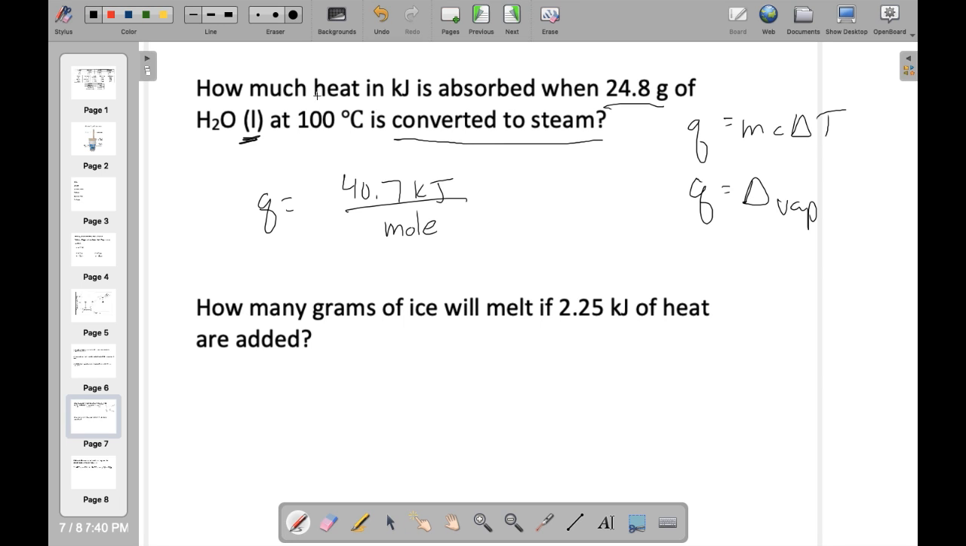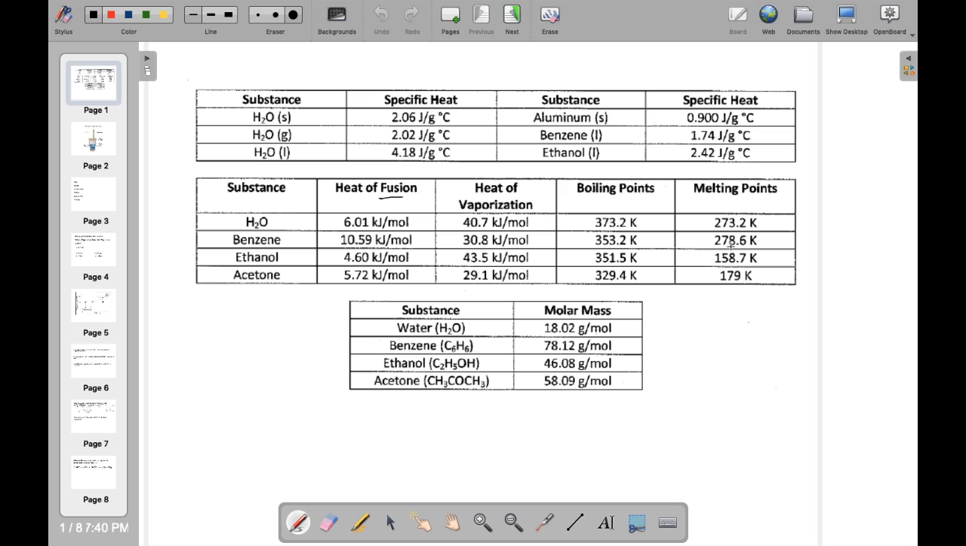Now, why do they even give us the temperature? You're thinking, why is this even here? Because at 100 degrees Celsius, water boils, and that's the boiling point of water, which is given to us on this table, but in Kelvin. Here we have the boiling point, 373.2 Kelvin. So it's basically 100 plus 273.